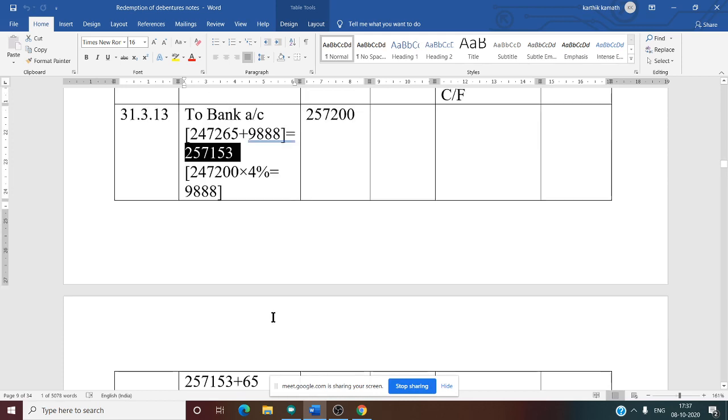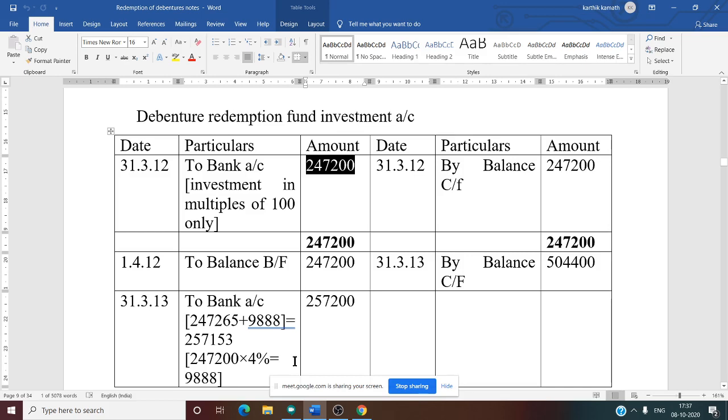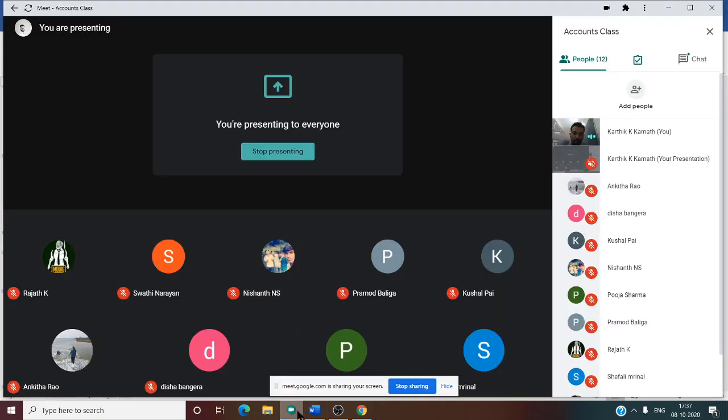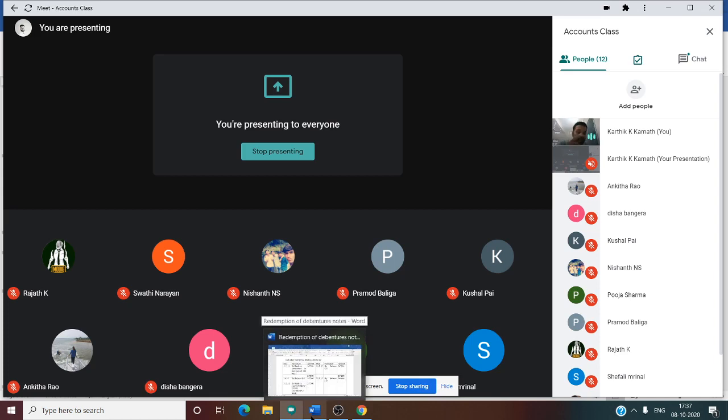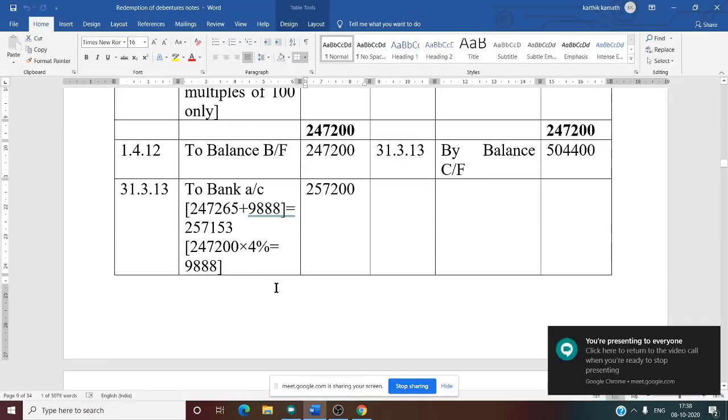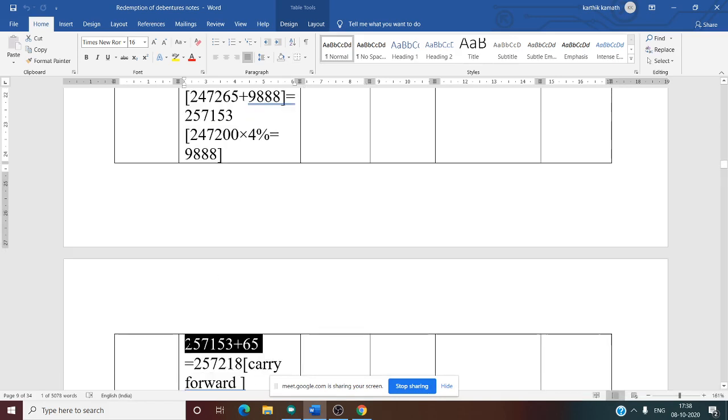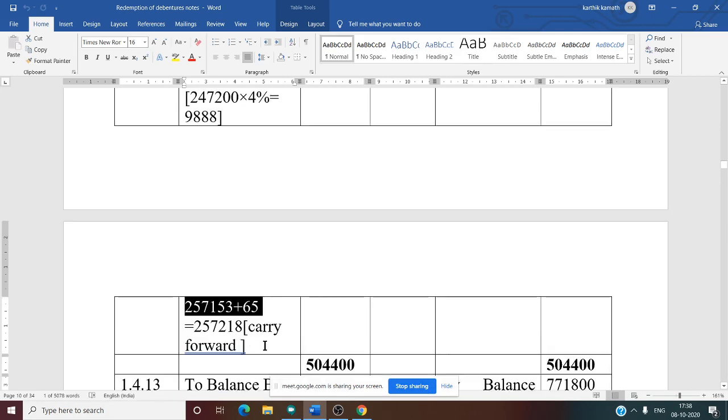2,57,153 is the answer. But in the previous year we wrote only 2,47,200, that is in multiples of 100 only. That means we did not write the 65 rupees in the previous year. So that 65 we are going to add in the next year. We need to carry forward that amount. So add that 65 to 2,57,153. See this carry forward. So what is the answer now?